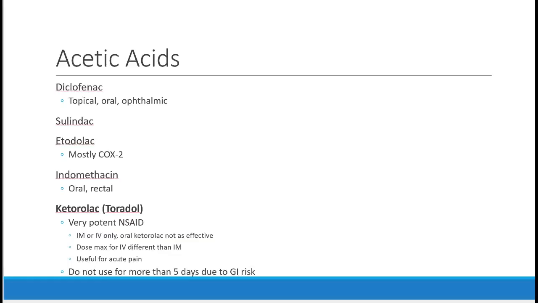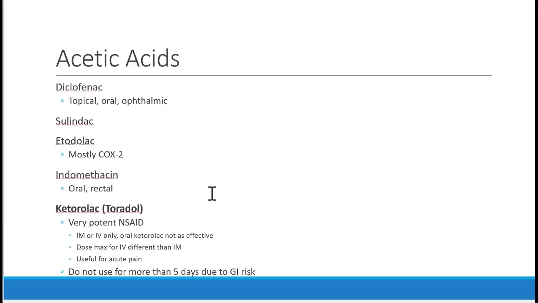Some other ones here I just want to point out. I'll talk about diclofenac in a second on the next slide. Indomethacin's one you guys will probably be familiar with. That's mostly not used for its NSAID property, but used as a tocolytic during labor and delivery. So that's a drug I'm sure you guys have covered in other lectures. But it is an NSAID.